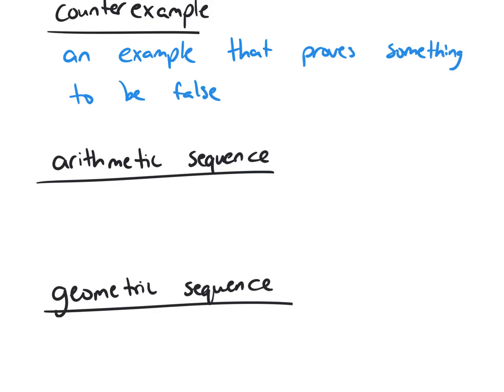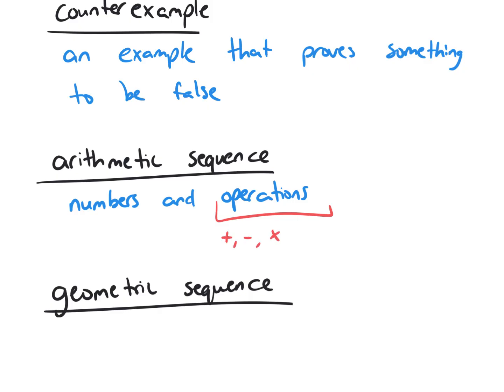We need to talk about the difference between arithmetic and geometric. Does anyone know what arithmetic is? Math. It's numbers. Arithmetic sequences use numbers and operations. What do I mean by operations? Plus, minus, exactly. And I can also include multiply and divide. Those are the operations that can be used in arithmetic sequences. So on the bell ringer that we had, what operation did we use?